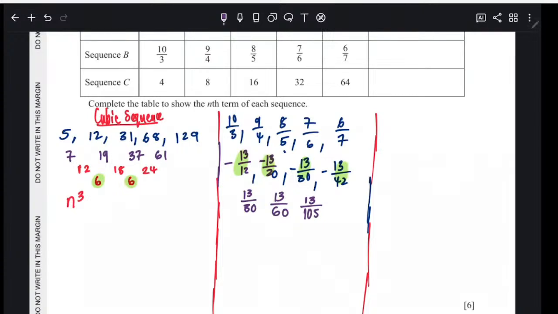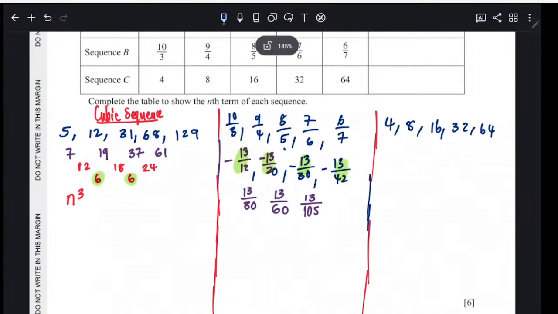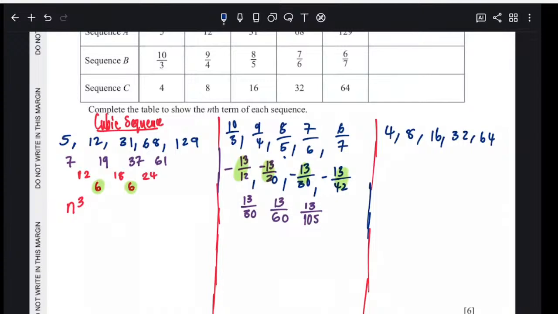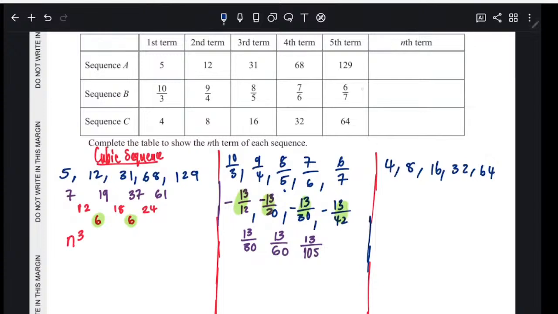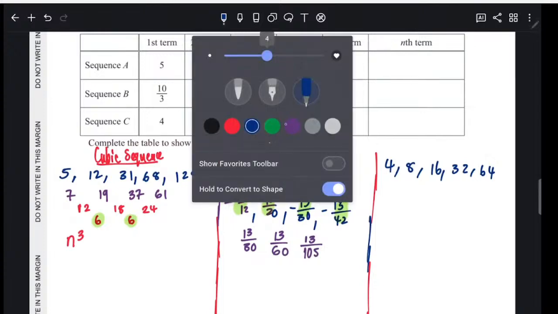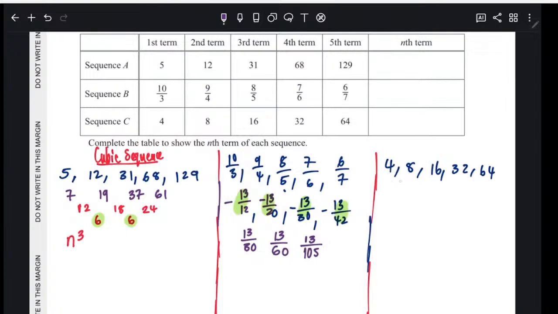You subtract again. So these are all cubic sequences. Let's confirm if the last one is also cubic. That's why this had a lot of marks, right? 4, 8, 16, 32, 64. What is the difference between these? 8 and 4. The difference is 4. Well, this one actually, you didn't really have to calculate. I'll show you. 8 minus 4, you get 4. 16 minus 8, you get 8. 32 minus 16, you get 16. 64 minus 32, you get 32.